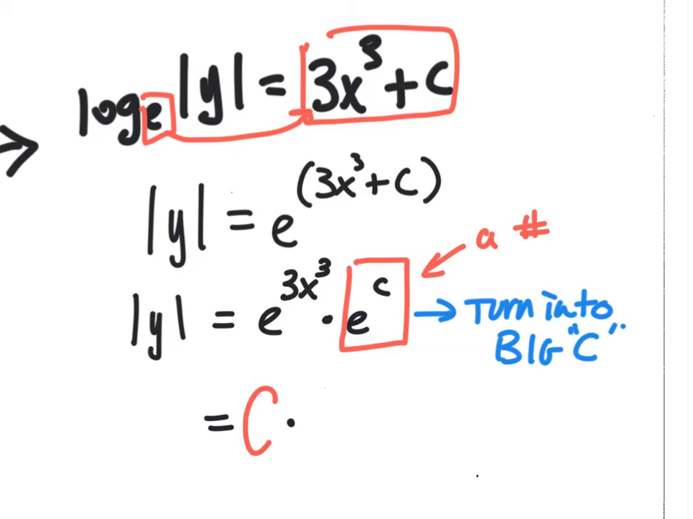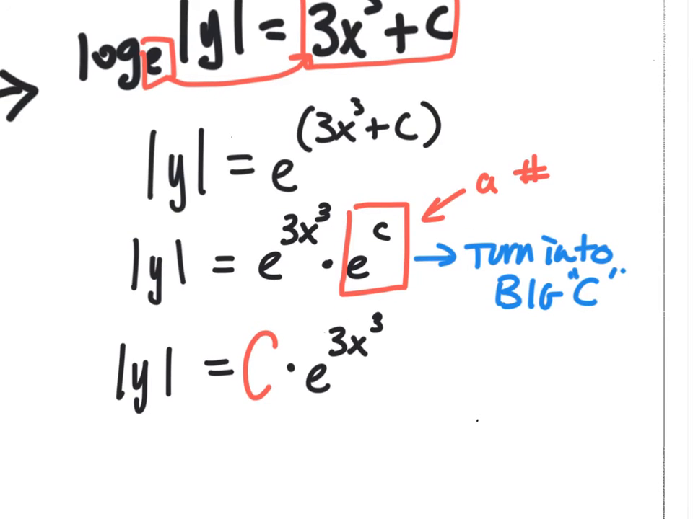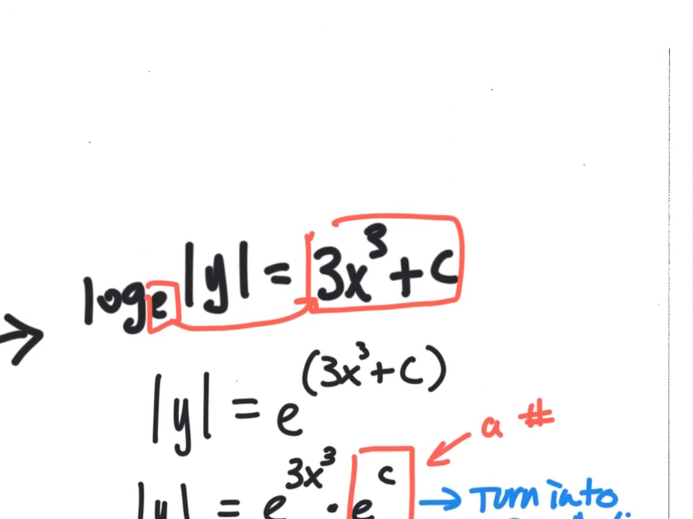And I'm going to multiply that by e to the 3x cubed power, and that's going to be equal to the absolute value of y, okay? Now, we need to think about how do you solve this equation for the absolute value of y. Now, what I want to do is kind of think about something here for a second.